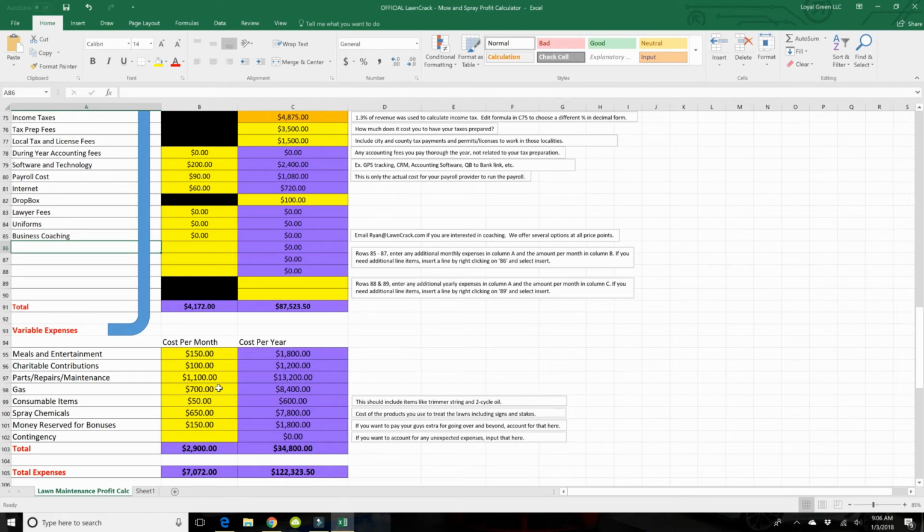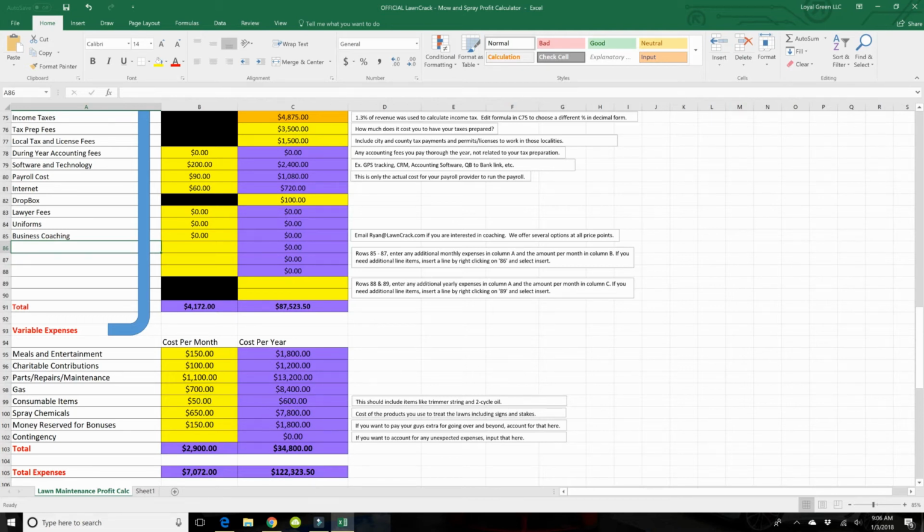Gas, I did not track my numbers well enough, but I want to say $8,400 is going to be a pretty realistic number for our gas expense in the business this year. Consumable items, so trimmer string, 2-cycle oil, stuff you burn through like that. I put $600 for the year here.